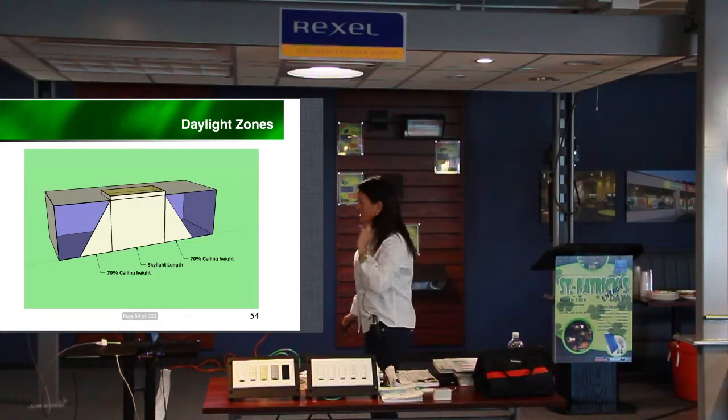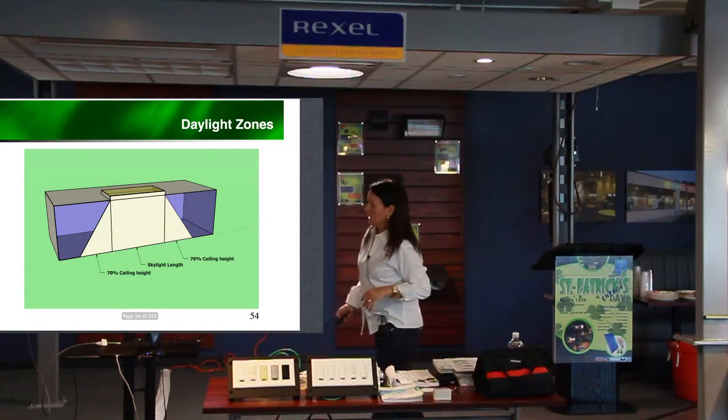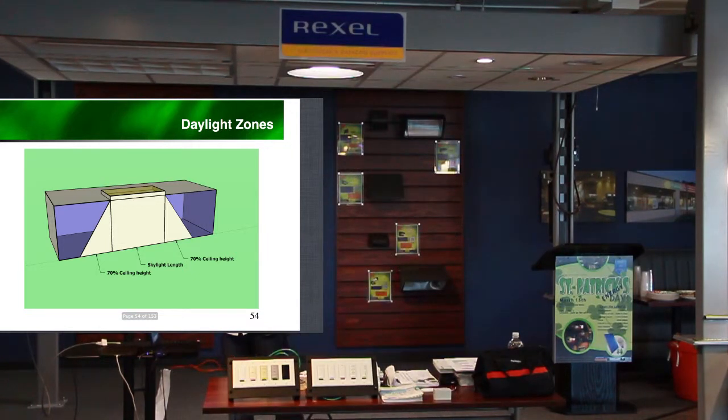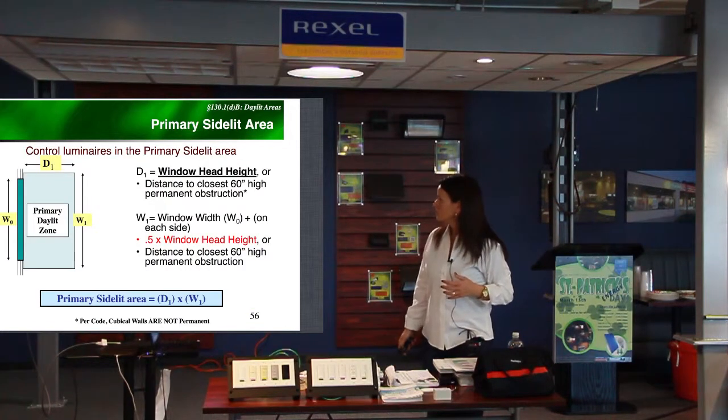So just to illustrate, skylit area, 70% of the window height, that's considered a skylit area. And if there's a permanent obstruction of a certain height, a certain level, if you don't pass, you're good. If you pass, you still have to calculate that as a daylit surface.